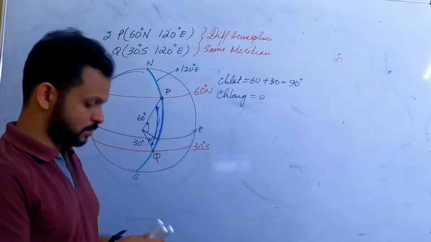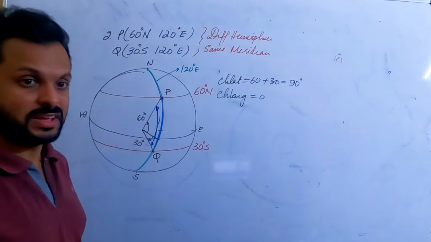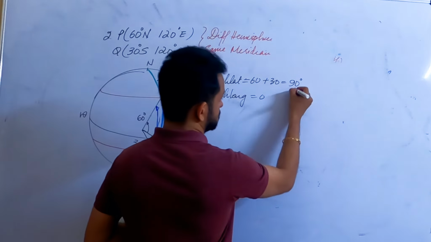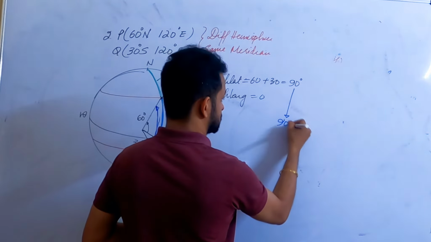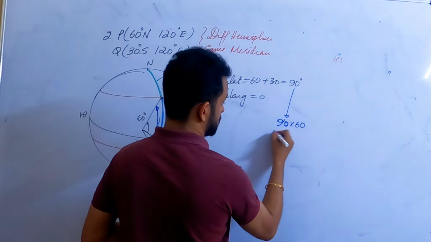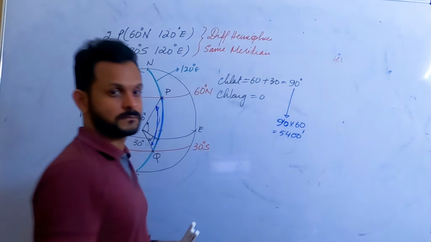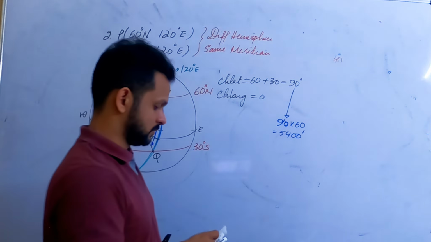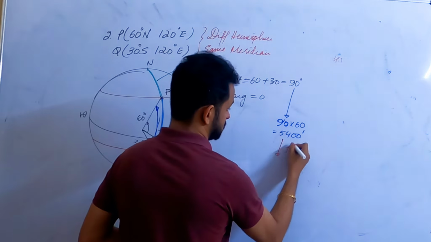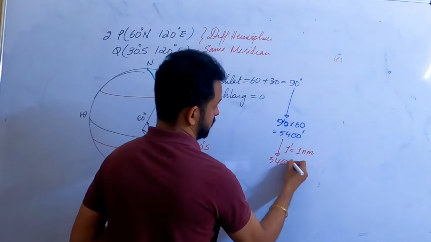Now how will you find the shortest distance? What you have is the degree, so I'll convert that into the arc distance. Firstly, I'll do 90 degrees multiplied by 60. That will give me 5,400 minutes. I know that 1 minute is equal to 1 nautical mile. Therefore, 5,400 minutes will be 5,400 nautical miles of distance.